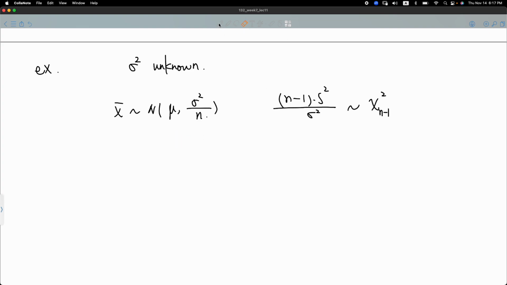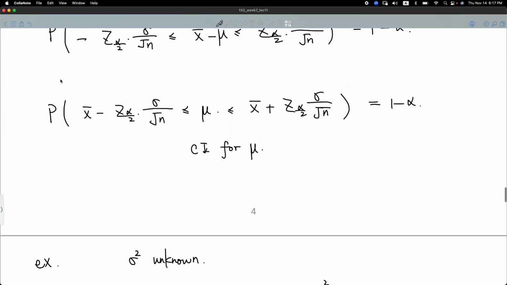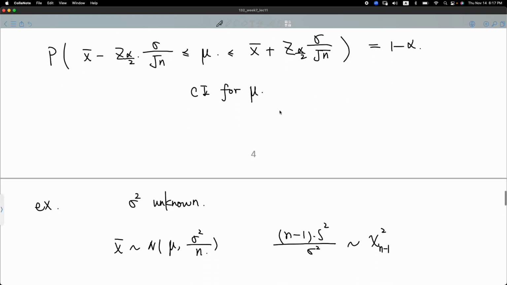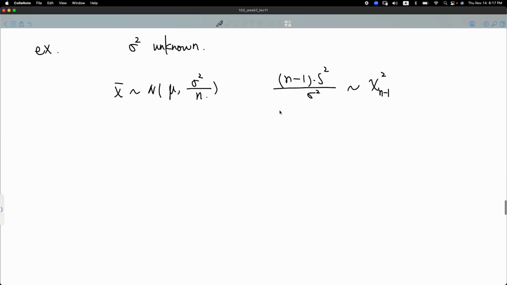Okay, so with sigma square known, you know that the quantity from the previous example follows a normal distribution. But now the sigma square is also unknown, so you need to come up with another distribution. And our choice of distribution is going to be the t distribution. And then you can construct it in the following way.